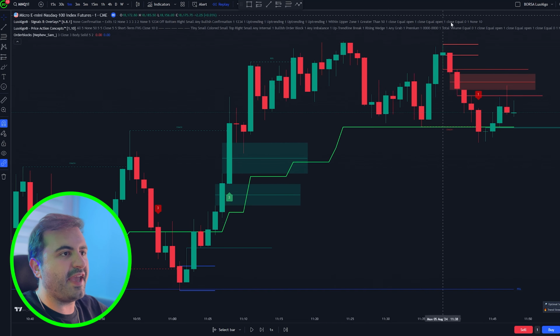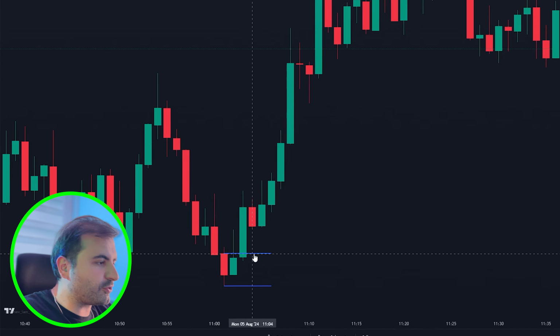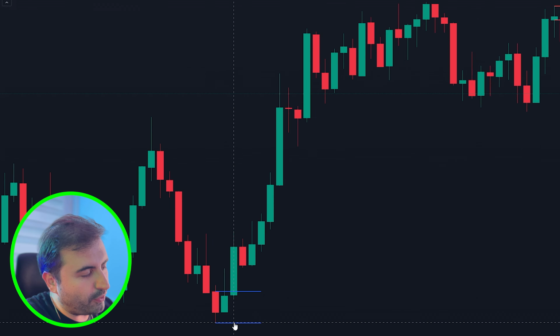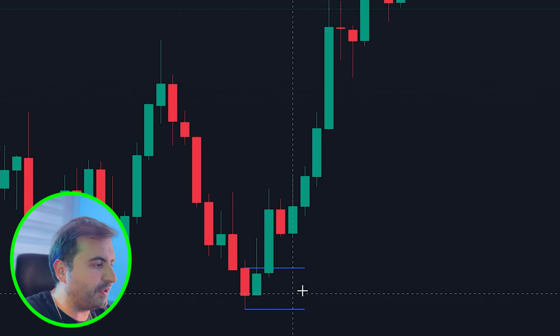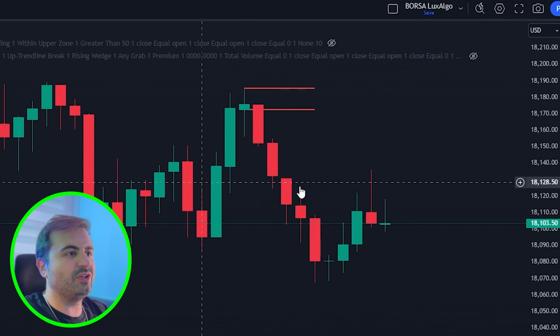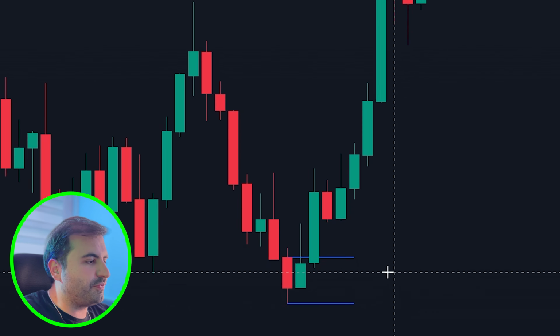Now let's hide everything and leave the order blocks on the chart. The order blocks indicator will give you a blue line and a red line. This order blocks indicator is very simple to use. When you see the blue line, it means a bullish order block. When you see the red line, it means a bearish order block. The method of order blocks is actually very easy.